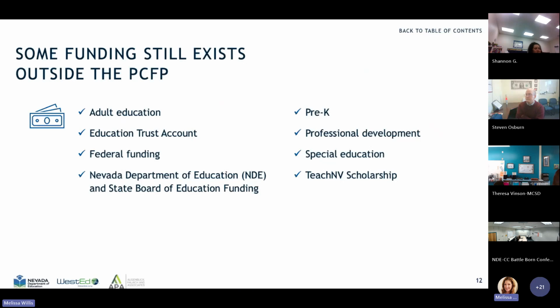The PCFP combined many categorical funding streams. However, several funding streams still exist outside of the plan, including adult education, the Education Trust Account, federal funding, Nevada Department of Education and State Board of Education funding, pre-K, professional development, special education, and the Teach Nevada Scholarship.